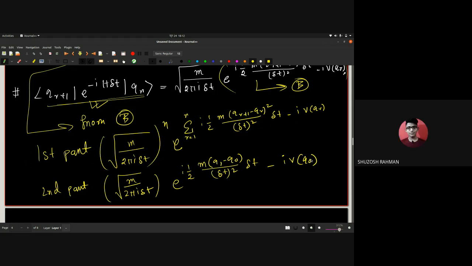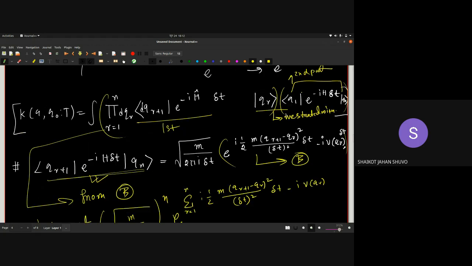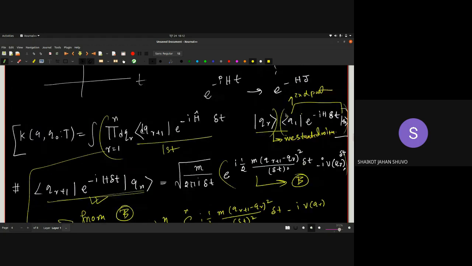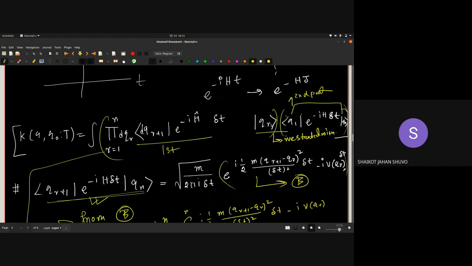Yeah, I get it. Okay. And now you just multiply these two parts, right? To get the full expression for the kernel. Yeah, just look at the expression of the kernel. You have this first part and the second part. You just need to multiply them together. And then you need another integral sign, right?